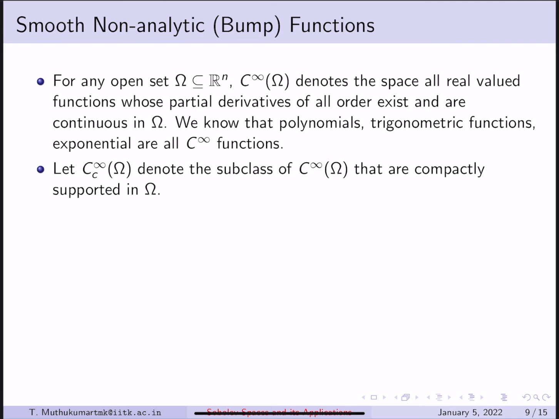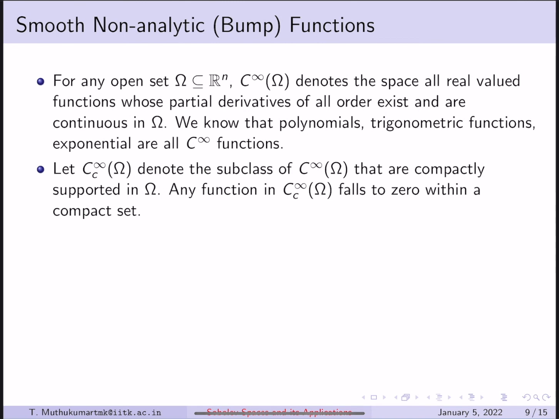Now, C infinity C omega is the subclass of C infinity that are compactly supported. So the C means that they are infinitely differentiable functions that are compactly supported. So we want to find elements of the space. So how does any function in it look like? Any function will fall to 0 within a compact set because it's compactly supported.